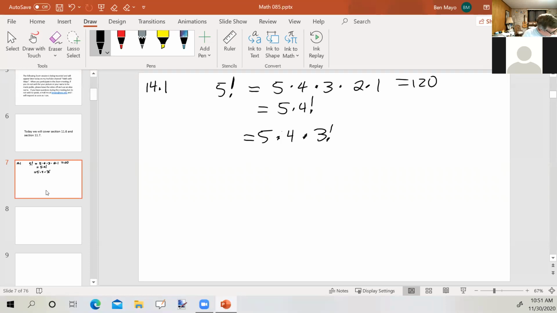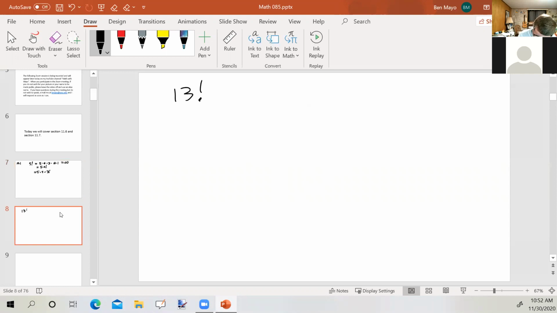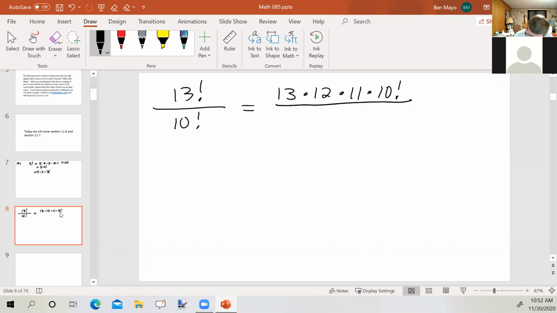Okay, so let's take a look at some examples. Let's say we have 13 factorial over 10 factorial. Well, rather than write 13 times 12 times 11 times 10 times 9 times 8 times 7, etc., over 10 times 9 times 8 times 7, etc., we could do this. We could write 13 factorial is 13 times 12 times 11 times 10 factorial, because the 10 factorial represents the 10, 9, 8, 7, 6, 5, etc. And then we could have the 10 factorial in the denominator.